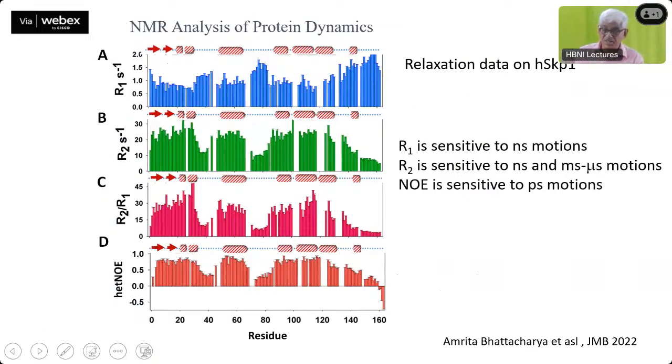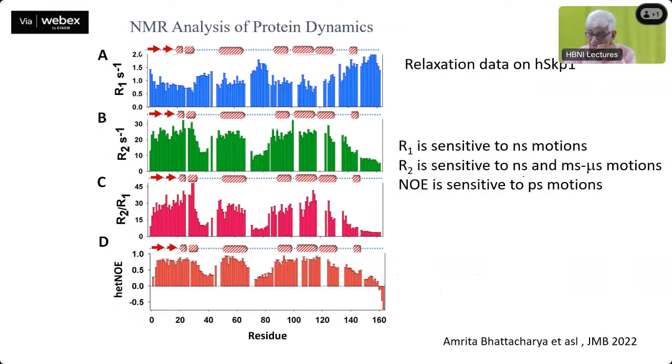Okay, so this is a particular illustration here, relaxation data on a particular protein. And you can look at this very carefully. This is a polypeptide with 160 amino acid residues. This is actually the work of one of the students in IIT Bombay, Amrita Bhattacharya. It got published recently in 2022. This is a very important protein in your life cycle, and R1 is sensitive to nanosecond motions. We said the T1s are dependent on the correlation times, which is typically nanoseconds.